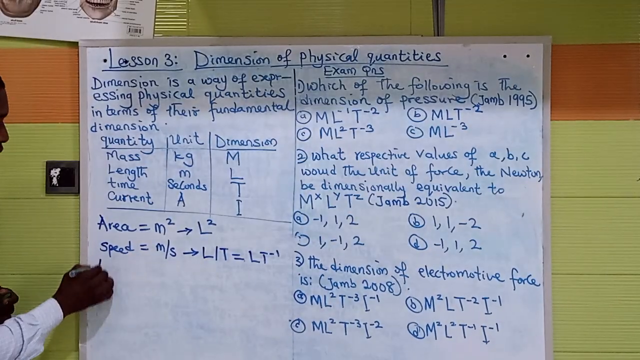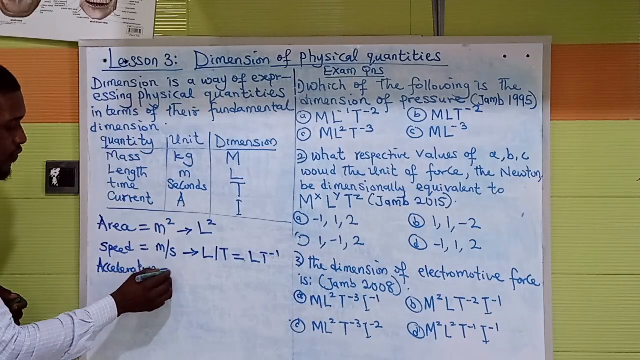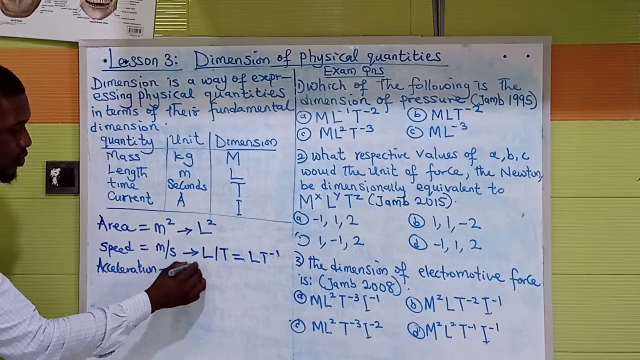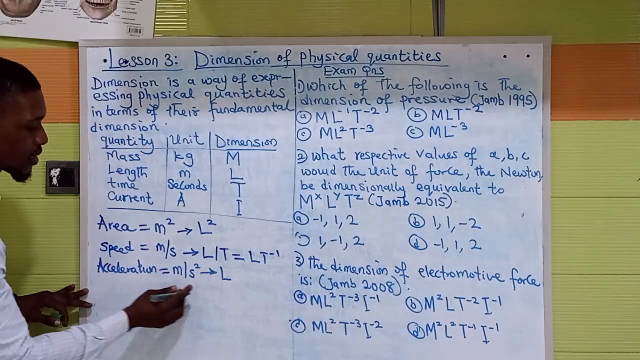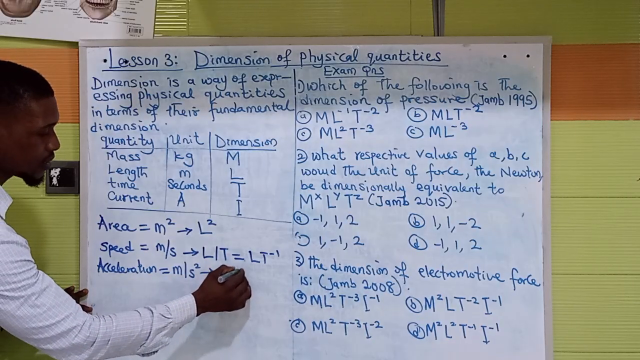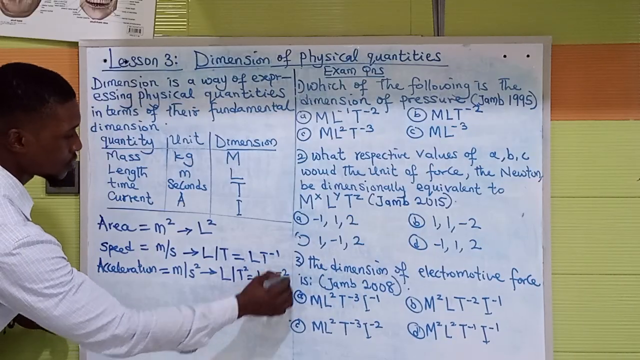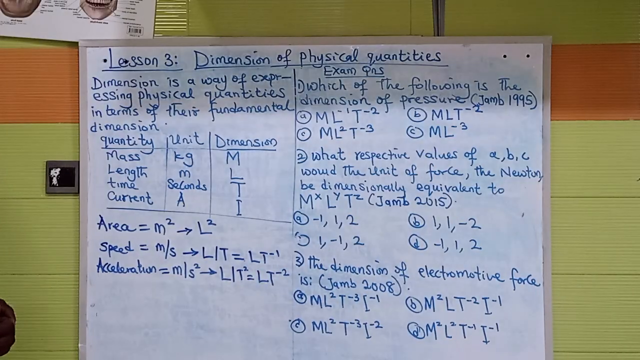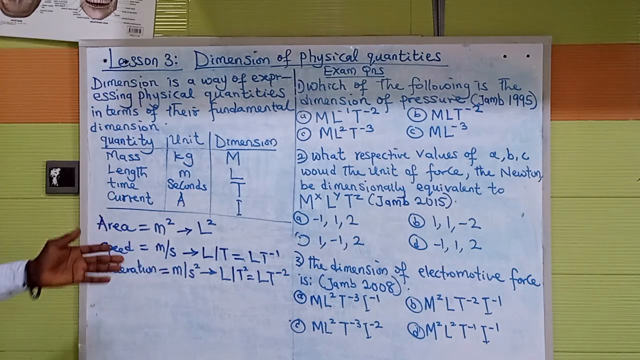One more, let's say we have acceleration. The unit for acceleration is meter per second squared. So the dimension, the m is L, that's length, and seconds is T. So we have L over T squared, which is L T minus 2. So that is how we write the dimension of some quantities.